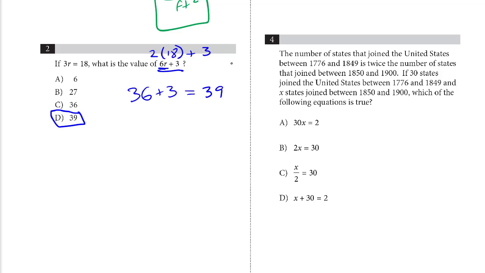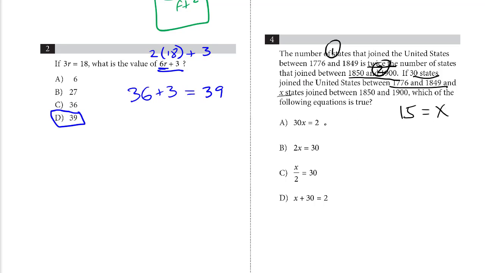Okay, the number of states that joined the United States between 1776 and 1849 is twice the number of states that joined between 1850 and 1900. So we have 2 periods, call it period 1, and that's going to be double the amount of period 2. If 30 states joined in period 1, and X joined in period 2, which of the following equations is true? Well, if 30 is period 1, we know 15 must be period 2. So our answer for X should be 15.